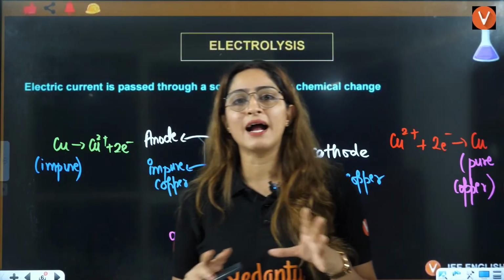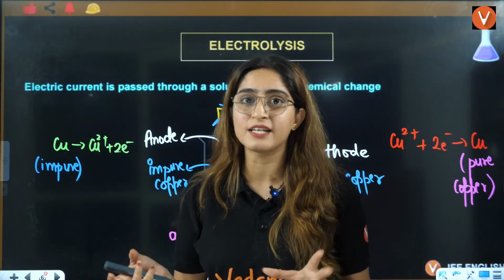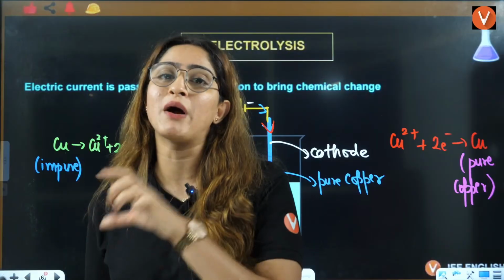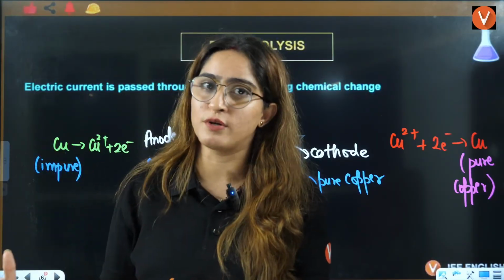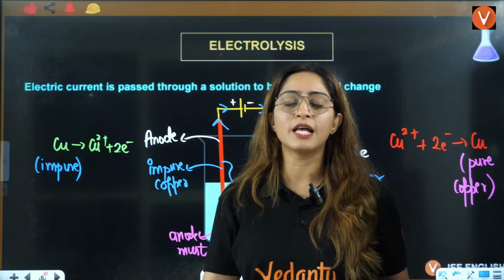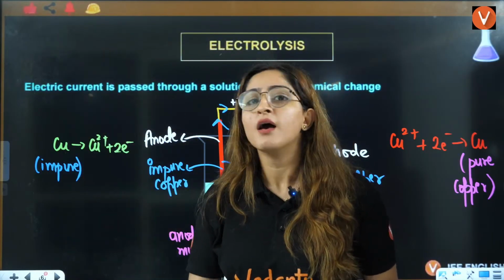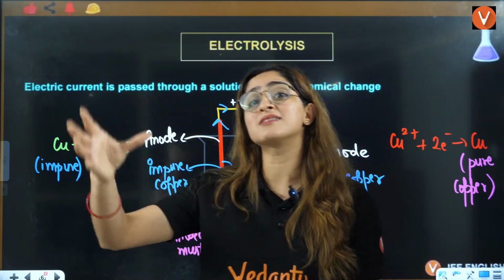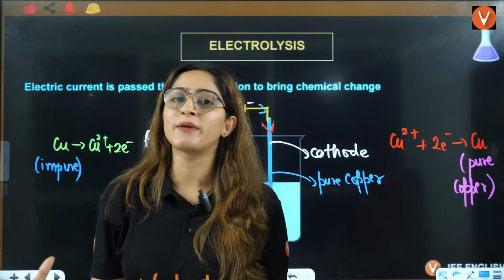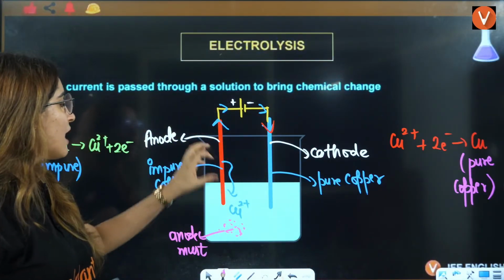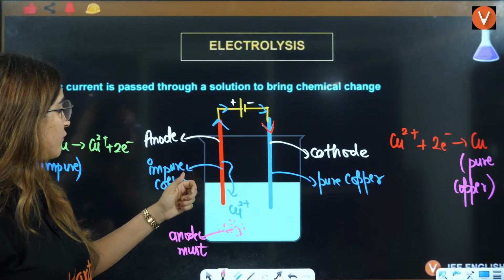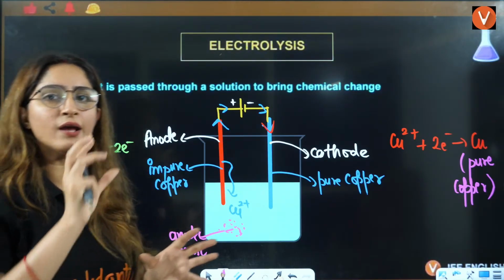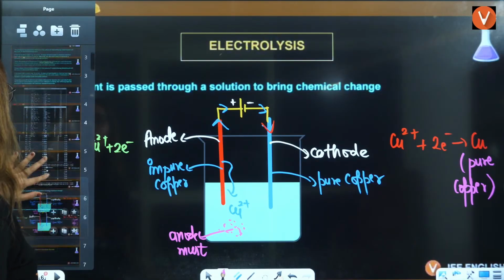Now the main thing is that in your JEE previous year questions, even the latest questions, you will see that they are asking questions not on the basis of electrolysis but on the basis of the product of electrolysis. They will say you have electrolysis of aqueous copper sulfate, electrolysis of sodium nitrate. You have to tell what is formed at the anode and what is formed at the cathode. Like here we can see at the anode we have impure copper, and at the cathode we have pure copper. In the same way, we are going to talk about different products of electrolysis.